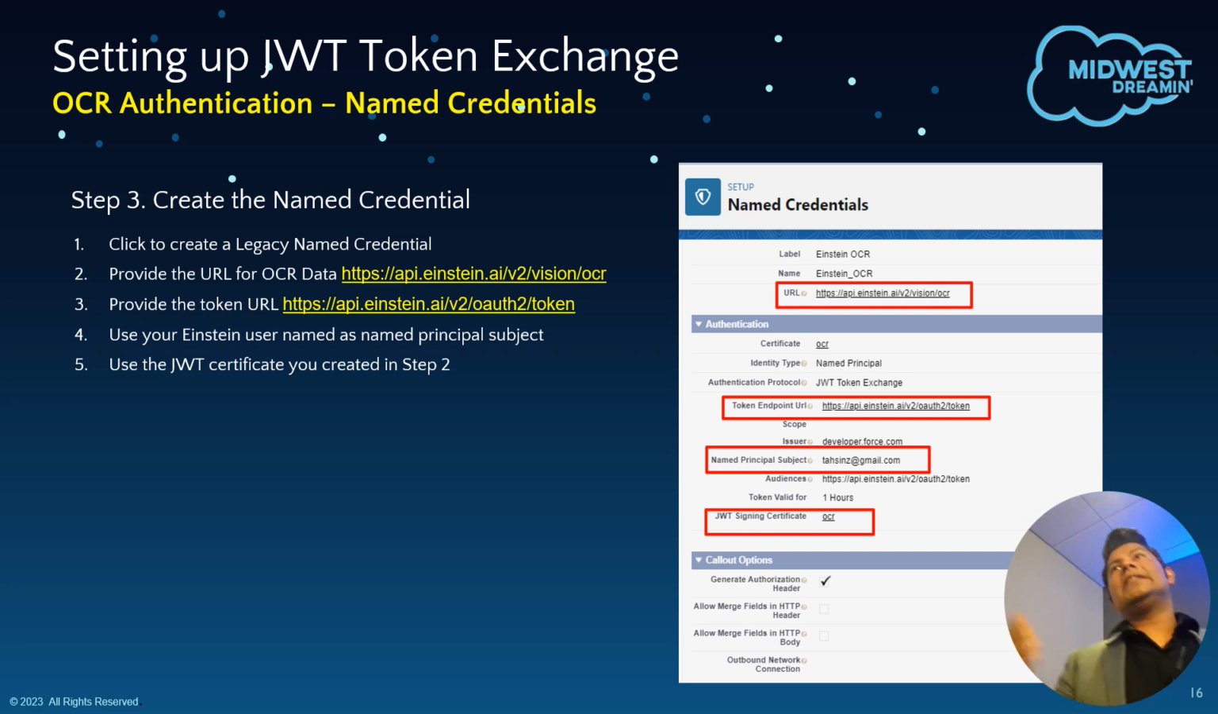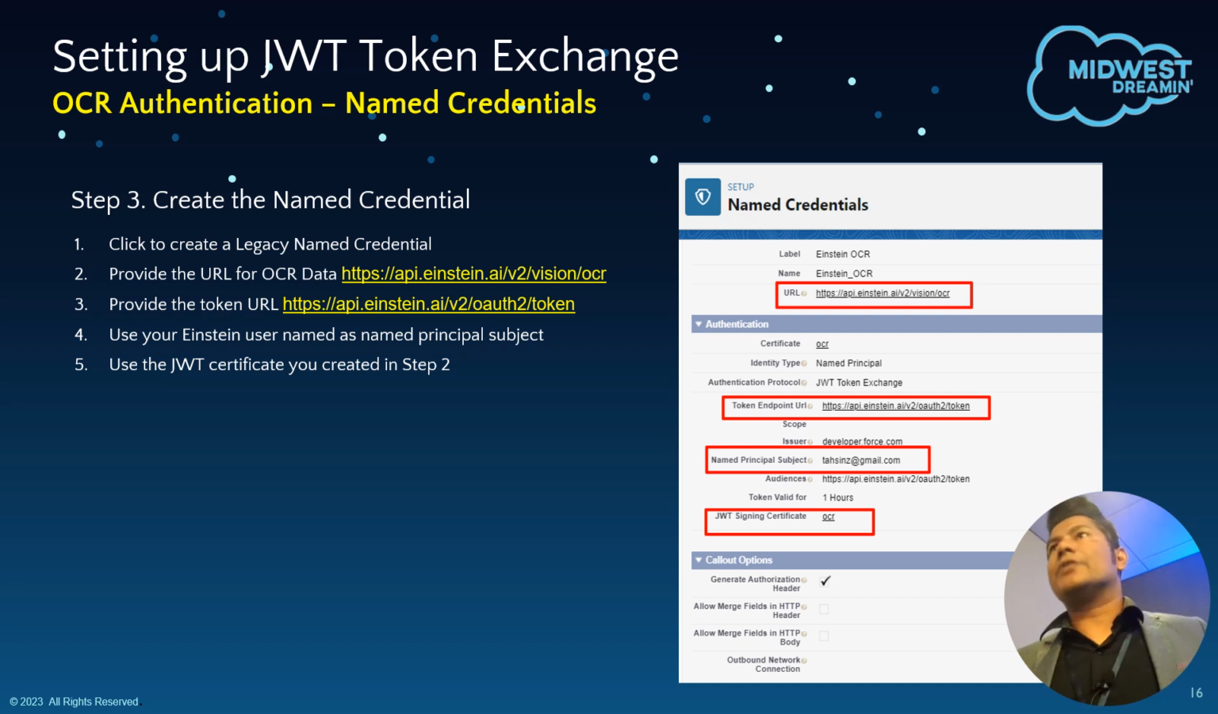And at the bottom, you'll see a few other things. Over here, you see the authentication protocol is JWT token exchange, which I just explained. Then you have to provide an access token endpoint. In a named credential, it is actually making two calls for you. Previously, you had to write code to do those two calls, but the named credential itself does both calls. So you have to provide the endpoint to get that access token.